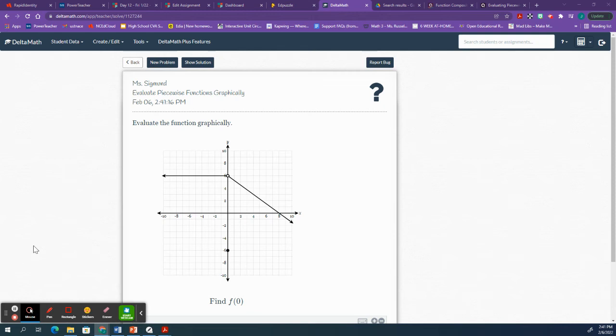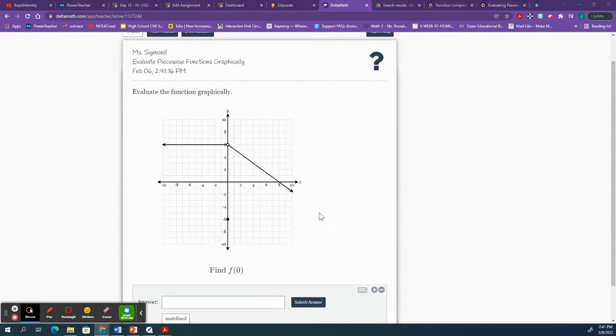Okay, guys, so evaluating piecewise functions graphically. Sorry, functions and graphically put together is about to become fractionally. So piecewise functions graphically. And you can graph these in your Desmos calculator as well. There's a video posted in today's assignment on how to do that if this seems to be easier for you.